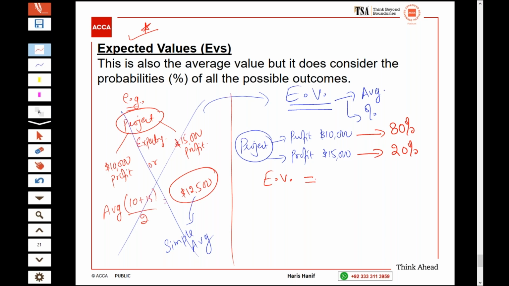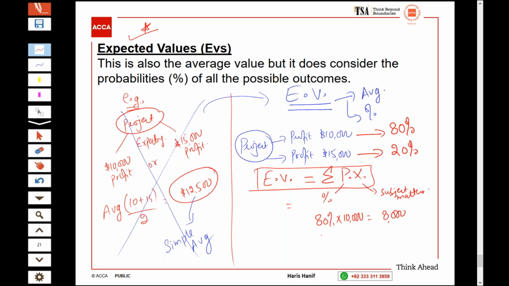EV, expected value, is equal to summation of PX. How will you calculate that? So simple. What is P? P means probability, X means the subject matter. Now, what are the probabilities? Number one, 80% chances I will be receiving 10,000. That would be 8,000. And 20% chances I would be receiving 15,000. 15,000 multiplied by 20%, that is 3,000. So 8 plus 3, 11,000 is my EV, expected value.